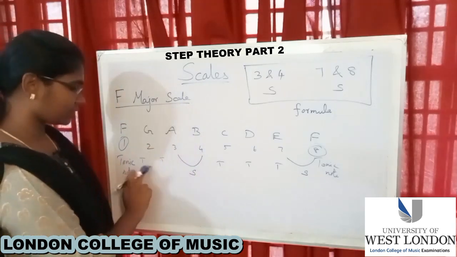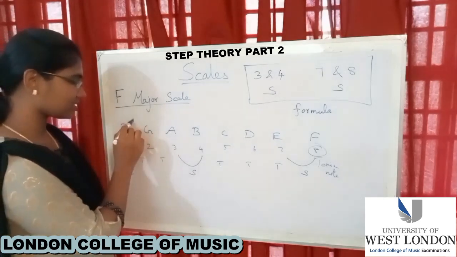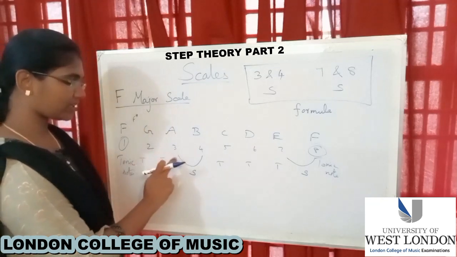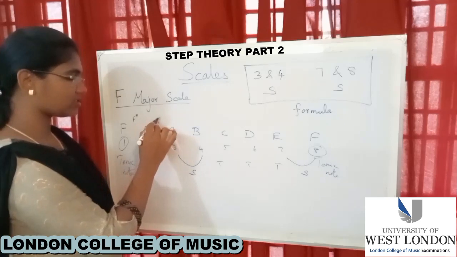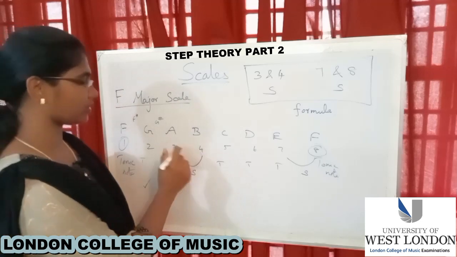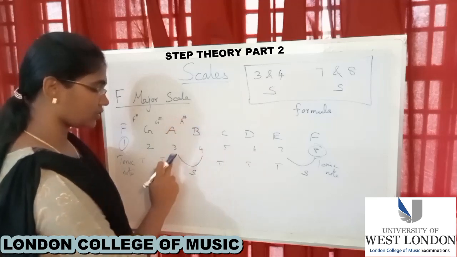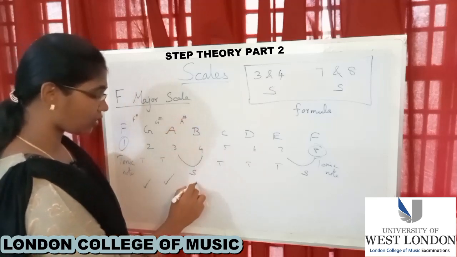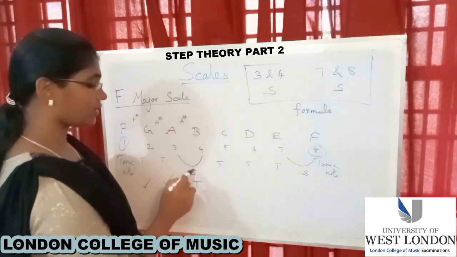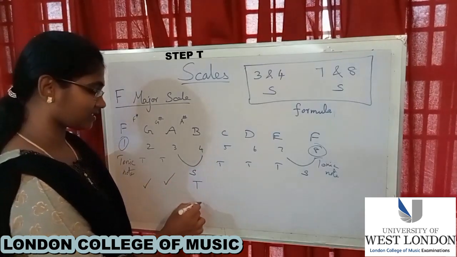See, the first and second note, F and G: F sharp will be there, so this is in tone gap. Come to the second and third note, G and A: in between that G sharp will be there, so this is in tone gap. Clear? Come to the third and fourth note, A and B. Here A sharp will be there, so 3 and 4 is in tone gap. But in our formula 3 and 4 must be in semitone, and here 3 and 4 is in tone. Mark this, this is wrong.